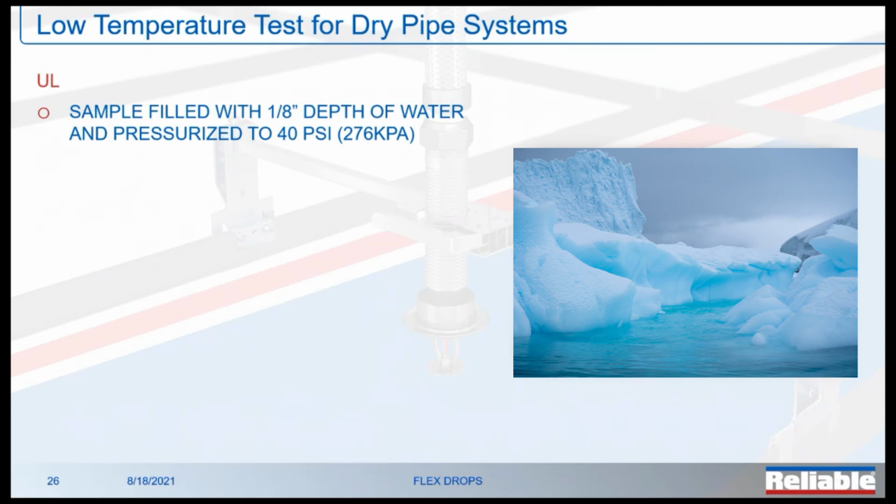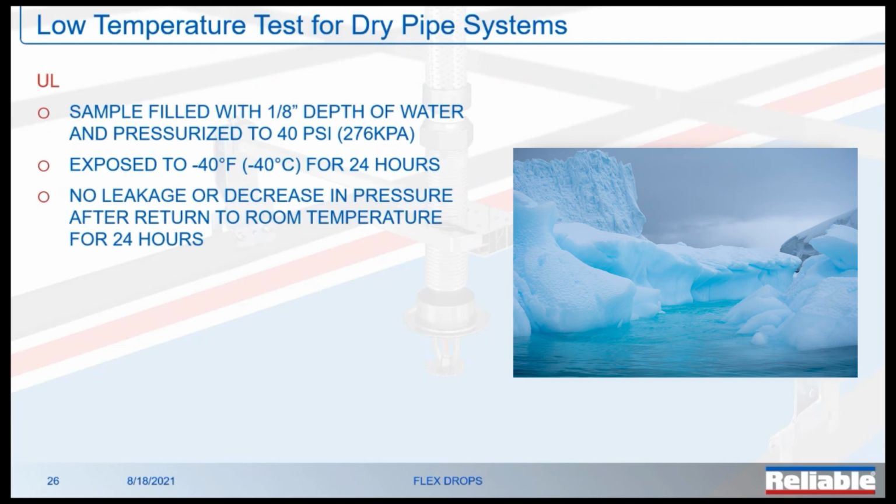We're going to pump it up to 40 PSI. We're going to put it at minus 40 degrees or minus 40 degrees centigrade. Keep in mind, those are the same. If you look on the airplane when you're flying and you go, wow, we're at 33,000 feet and it's minus 40 Fahrenheit and minus 40 Celsius. So that's where those two kind of cross over there. We're going to expose it to that temperature for 24 hours. We're going to let it return to room temperature for 24 hours, and we're going to see if it's still at 40 pounds.